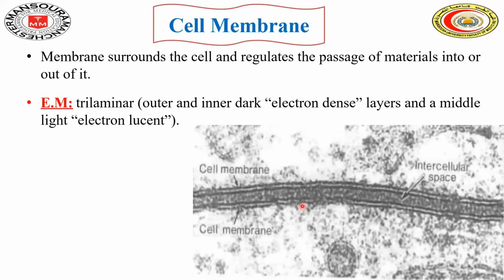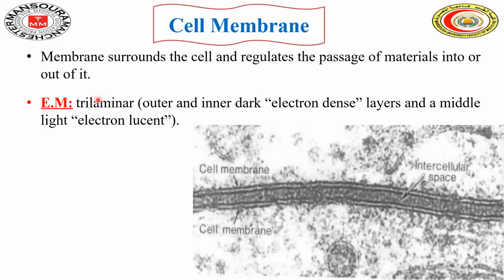So here, this is the electron micrograph of a cell membrane. It is a black and white one, as we mentioned before. Here's the cell membrane of one cell, this one. And here is the cell membrane of another neighboring cell. So here we have two cell membranes, not one. This membrane surrounds this cell, and this membrane surrounds this cell. The membrane is important for regulation, so it controls the passage of materials to enter the cell or exit the cell.